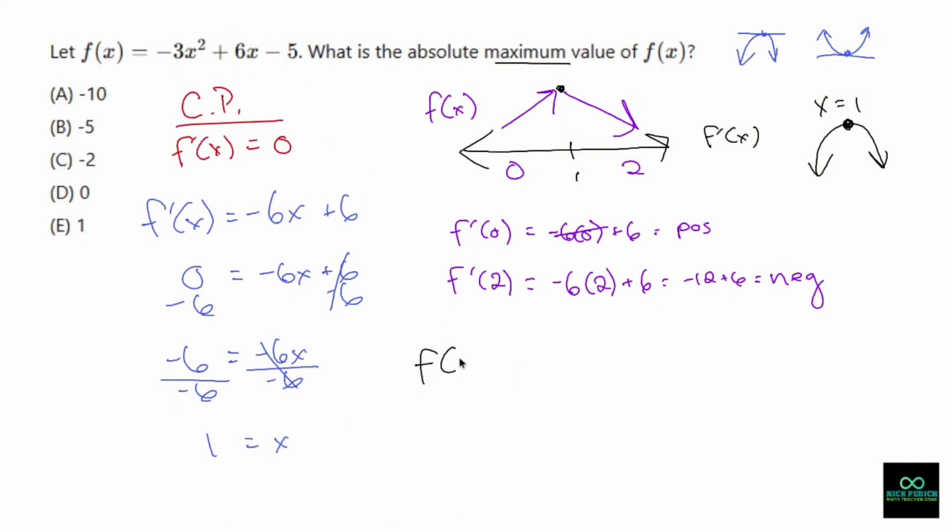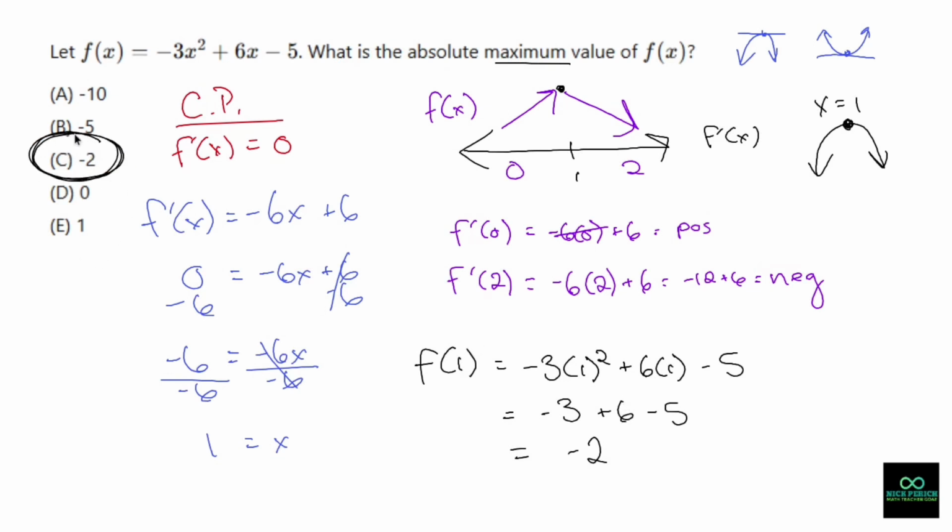So regular f of 1 is going to equal negative 3 times 1 squared plus 6 times 1 minus 5. So negative 3 times 1 squared is going to be negative 3 times 1. 6 times 1 is going to be 6 minus 5. Negative 3 plus 6 is regular 3. 3 minus 5 is going to be negative 2. So our maximum value is going to happen at the point 1, negative 2. And so the answer is C.